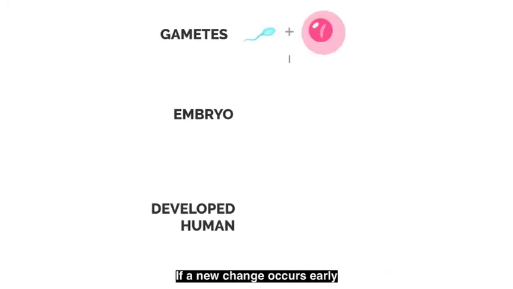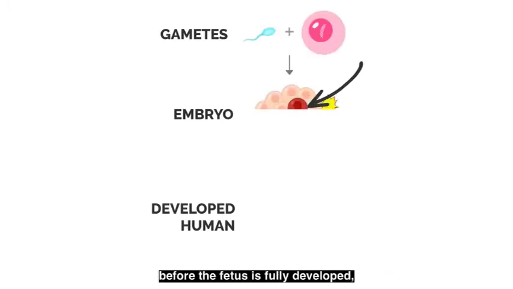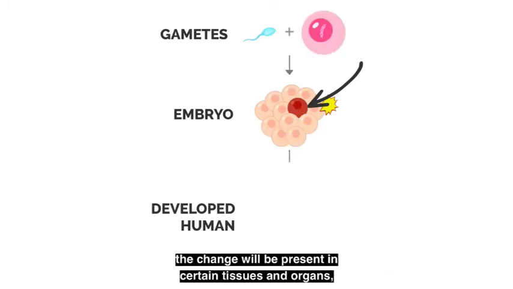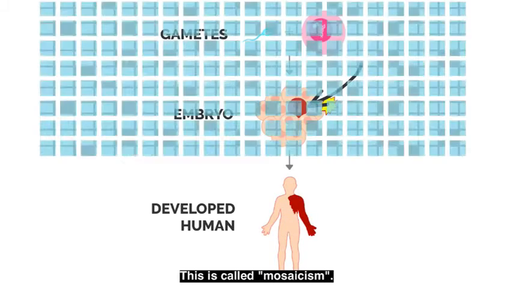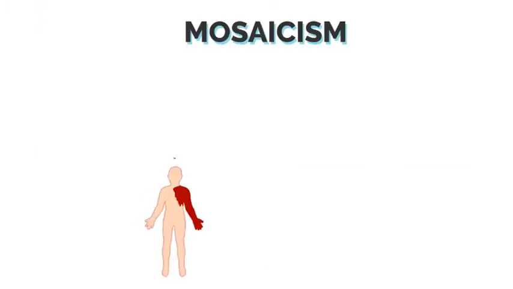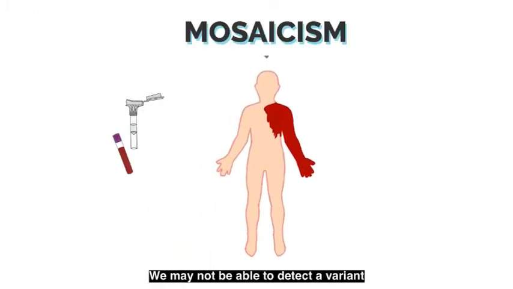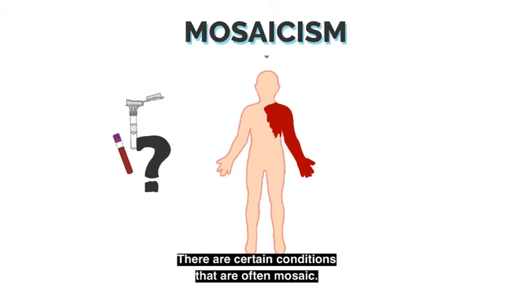If a new change occurs early, before the fetus is fully developed, the change will be present in certain tissues and organs, but not in others. This is called mosaicism. We may not be able to detect a variant in saliva or blood cells from a person who's mosaic for a variant. There are certain conditions that are often mosaic.